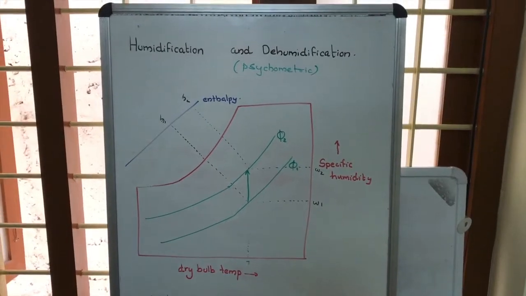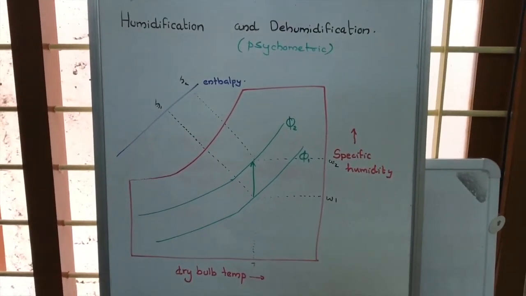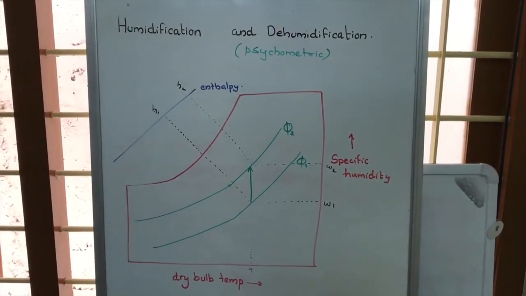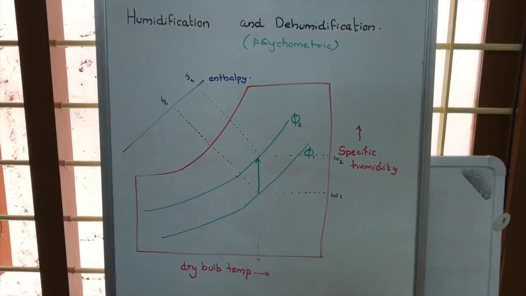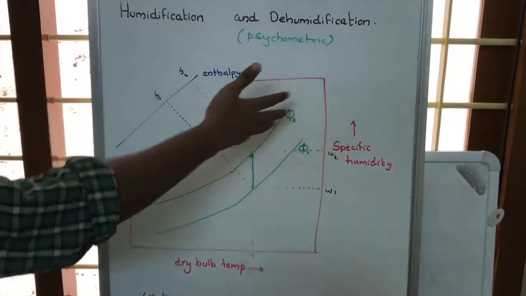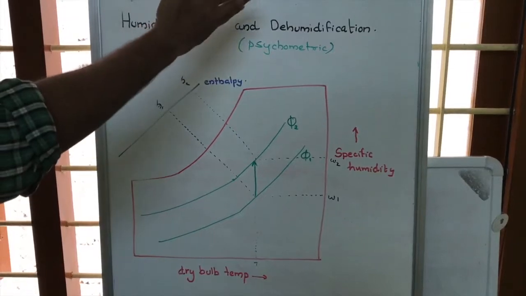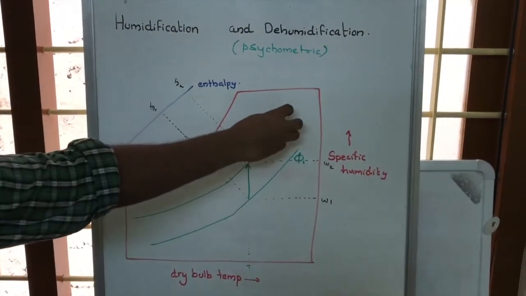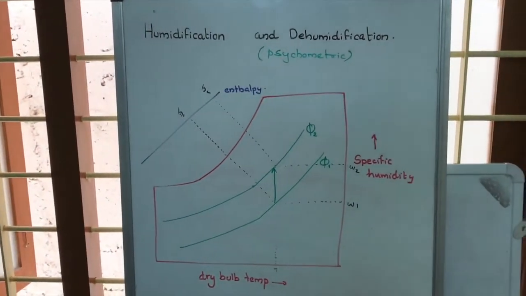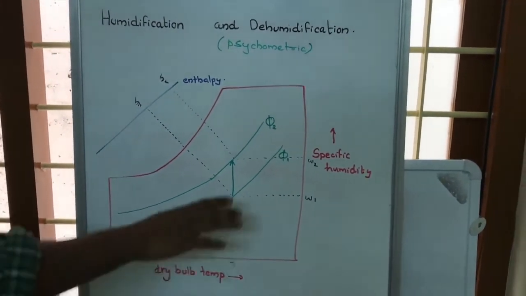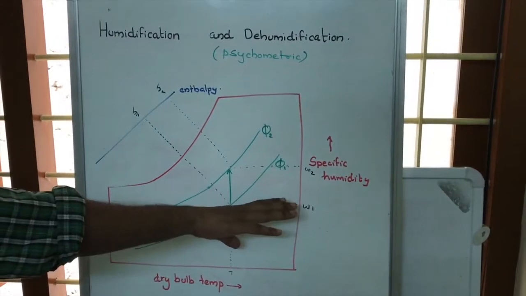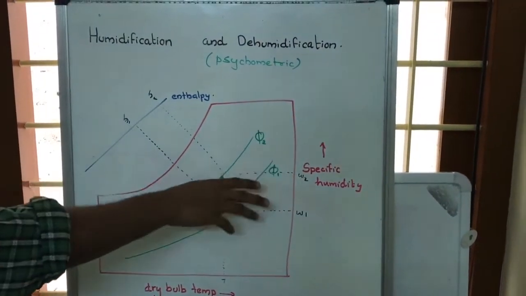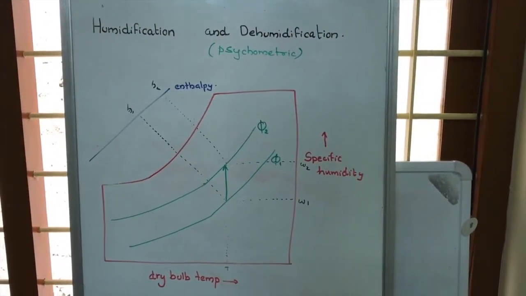Humidification and dehumidification is being described by using a psychrometric chart here. So when we are looking at the psychrometric chart, there is a specific humidity term. Then this inclined line shows enthalpy, and these are relative humidity terms. And it is to be noted that this phi1 will have a lower relative humidity with respect to phi2. This is how the psychrometric chart is being arranged.